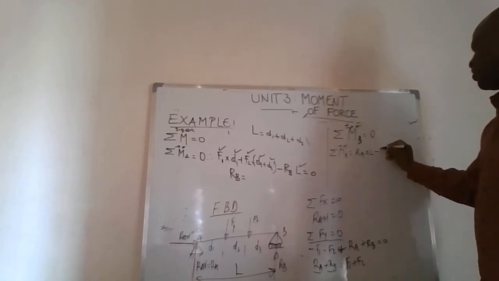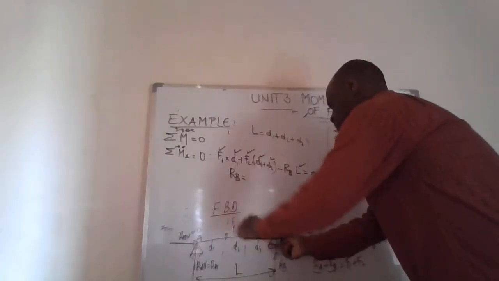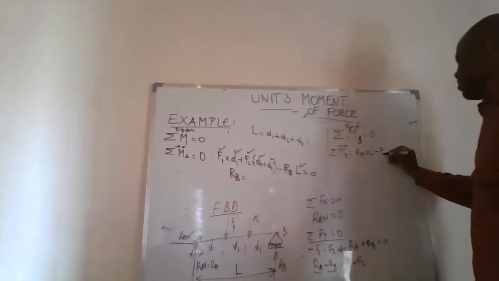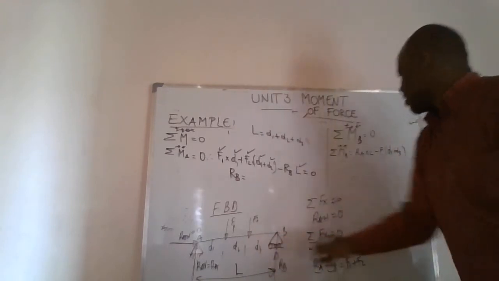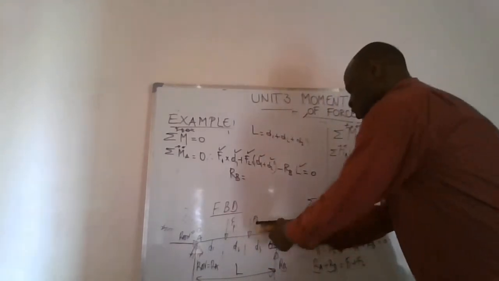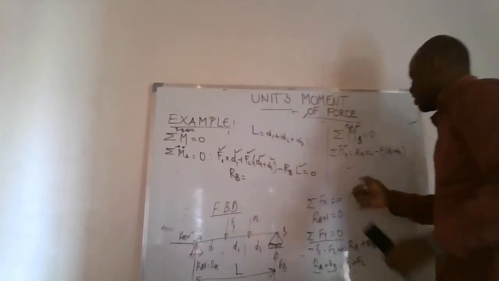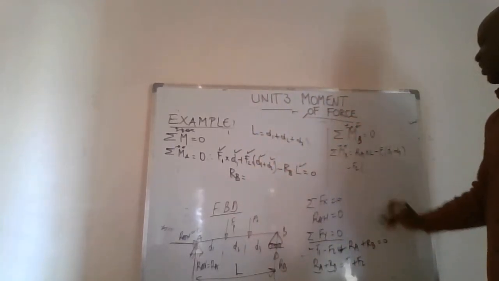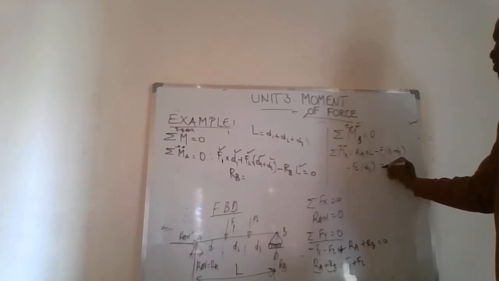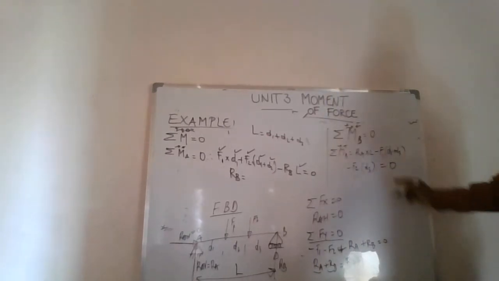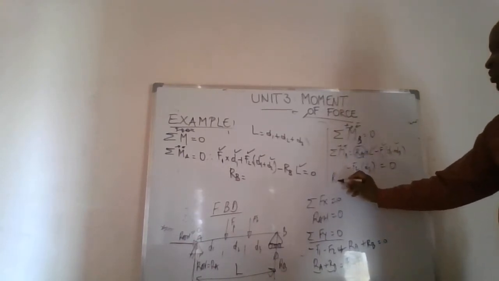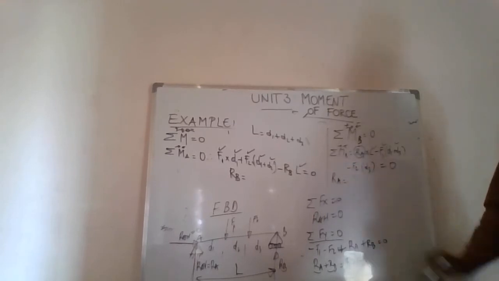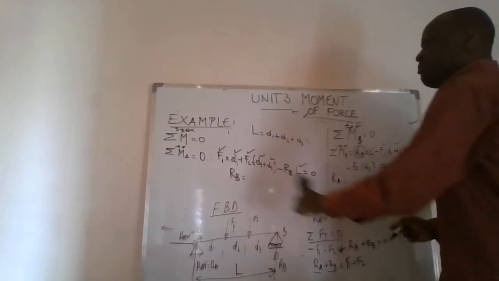While F1, compared to B, will create an anti-clockwise moment, and the moment arm will be D2 plus D3 to get the perpendicular distance. Minus F2 as well. F2 is creating that anti-clockwise moment, F2 times the moment arm D3, and this sum should be equal to 0. In this equation, we have everything except for RA, which is our unknown, and we can calculate our RA. The value of RA that we get will help us to balance the beam.